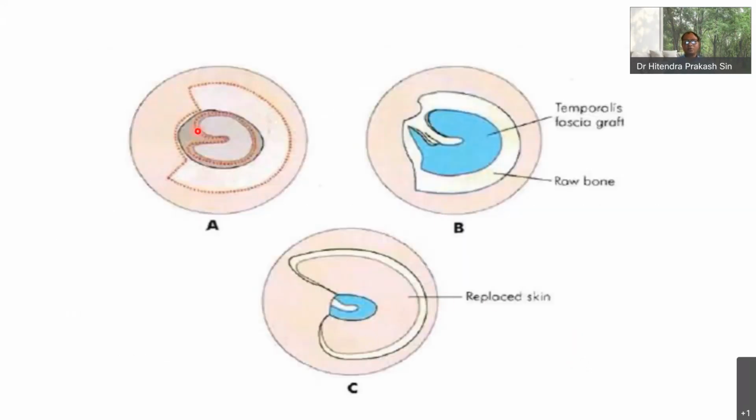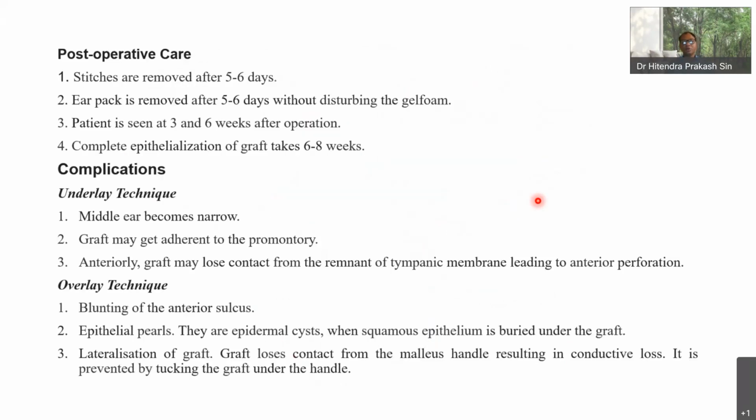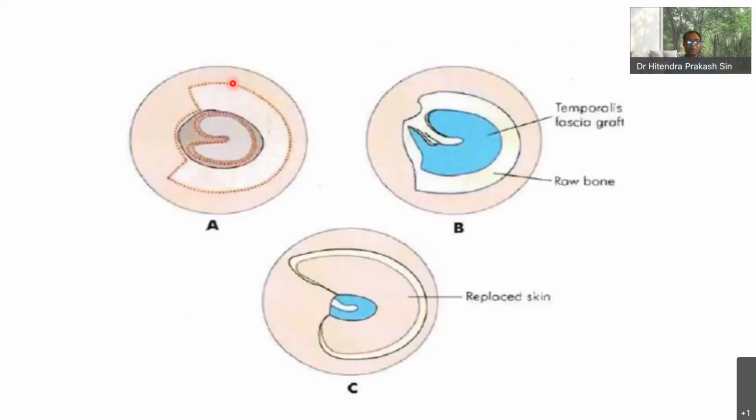See, this is the underlay technique, raw bone, and replace the skin. Sorry, overlay technique. Okay, we took out this skin, put a temporal fascia graft, tuck it under the malleus handle, and replace the skin.